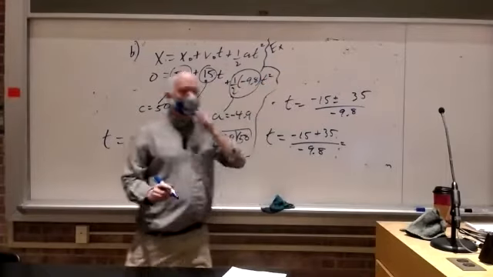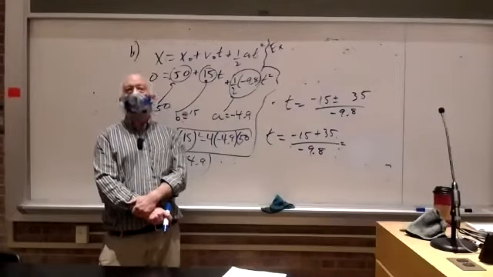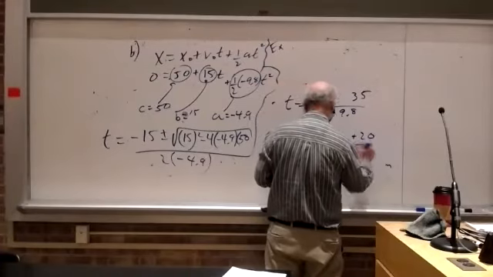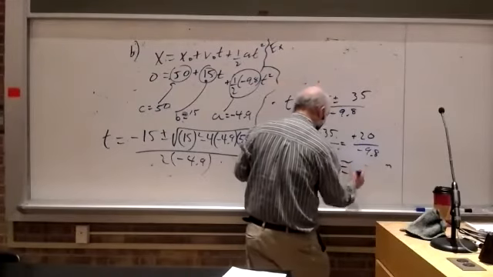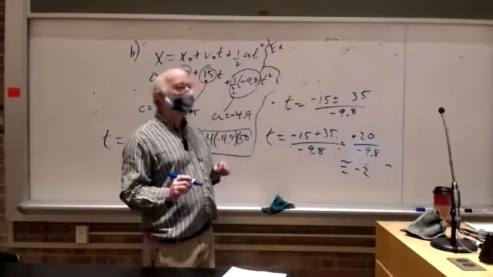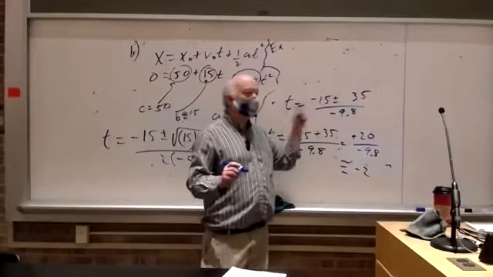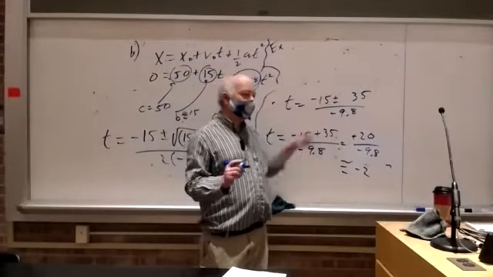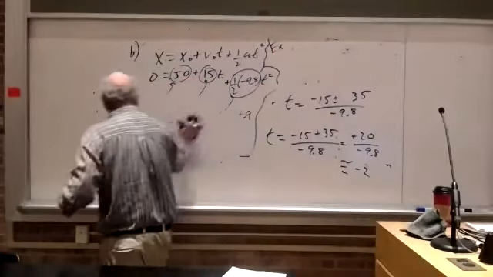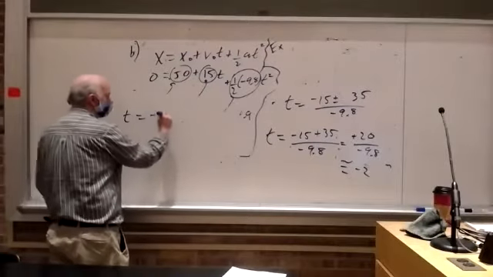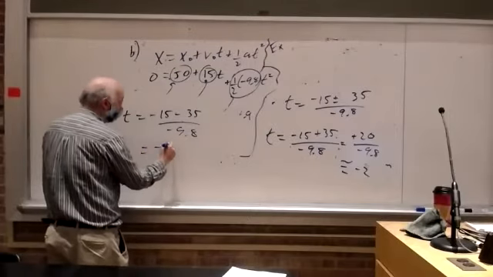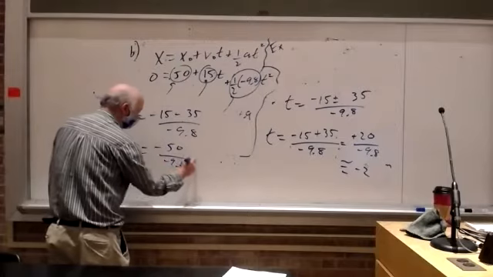Is this a good time? You get negative time here, right? So the top here would give you plus 20 over minus 9.8. This would give you something like minus 2. Your time can't be negative. So which sign do you have to use? You have to use a minus sign. So this is minus 50 over minus 9.8. So this is something on the order of 5.